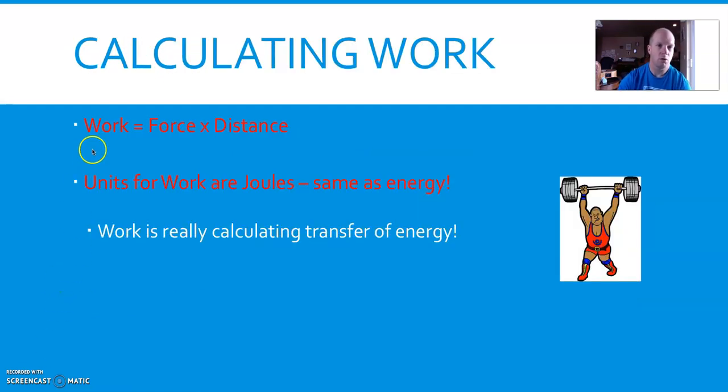All right, so calculating work. Remember I said this is a way of figuring out how much energy is transferred. So we do this, right? Work is force times distance. Really simple, as with a lot of things in physical science. It's a short 2 or 3 variable equation. And the units for work are joules. And if you remember from Mr. Marquis' presentation on Monday, right, the units for energy are joules. So it's the same thing. So work is really just calculating a transfer of energy, like I said in the first slide.